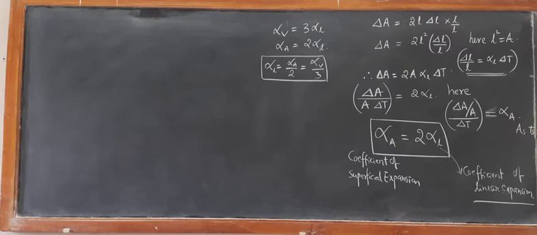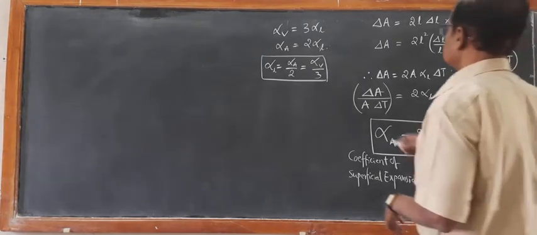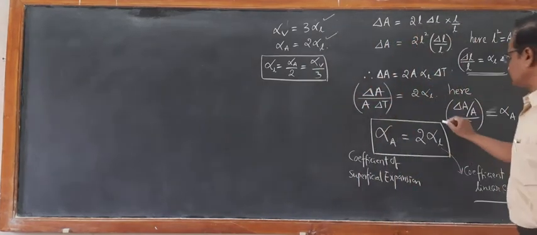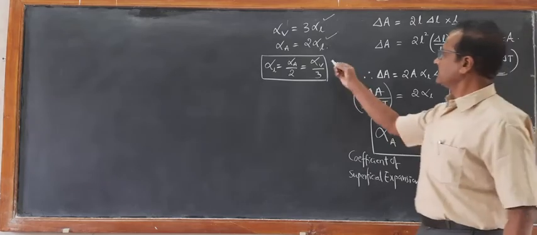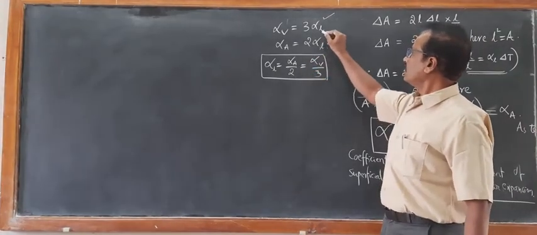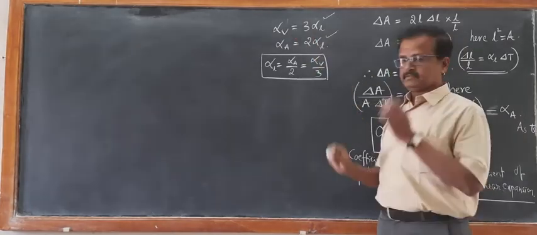So we can see finally the relation between alpha B, alpha A and alpha L. We got alpha B equal to 3 times alpha L, alpha A equal to 2 times alpha L. So using this I can write what alpha L is. Alpha L is equal to alpha A by 2, alpha L is equal to alpha B by 3.